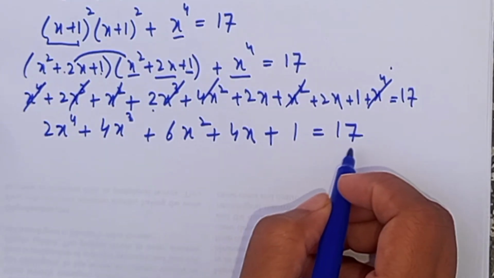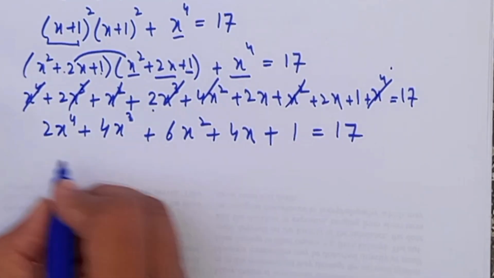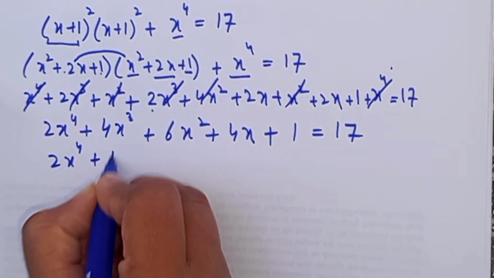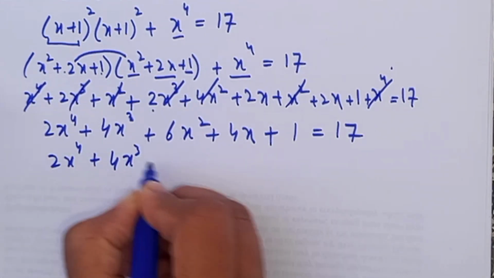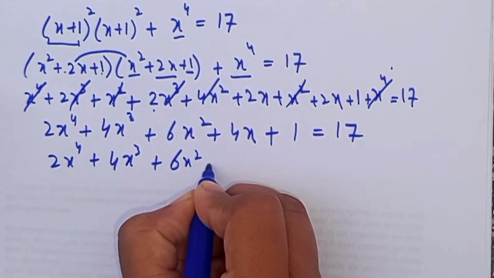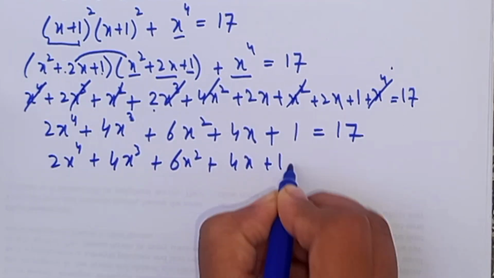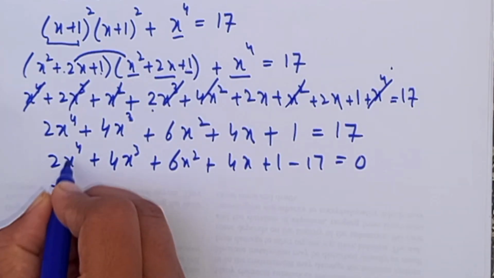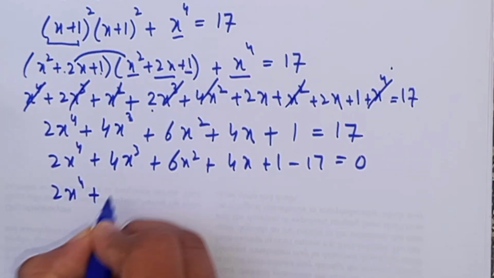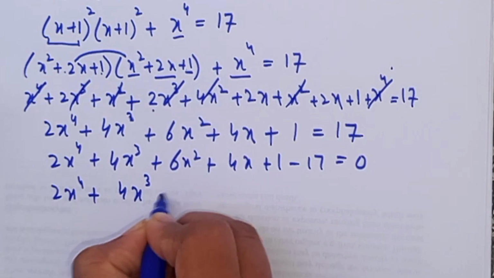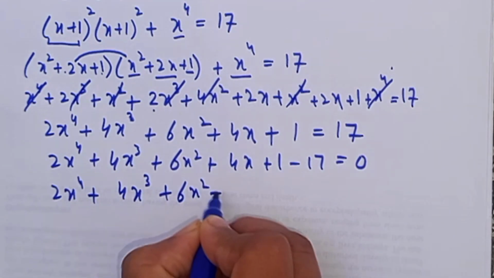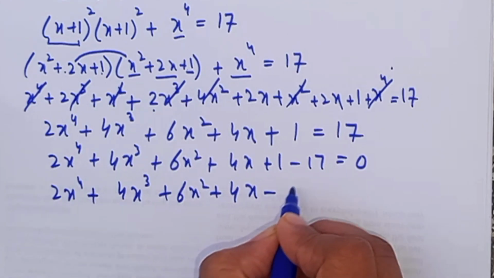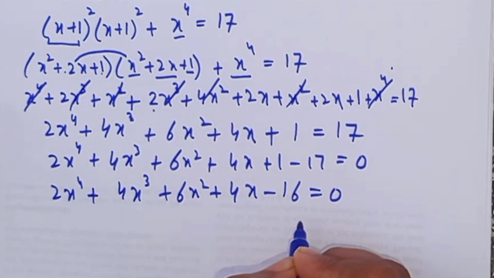Now in the next step, we subtract 17 on both sides of this equation. So this is 2x^4 + 4x^3 + 6x^2 + 4x + 1 - 17 = 0. Now we copy this value, 2x^4 + 4x^3 + 6x^2 + 4x, and 1 minus 17 is minus 16, equal to 0.